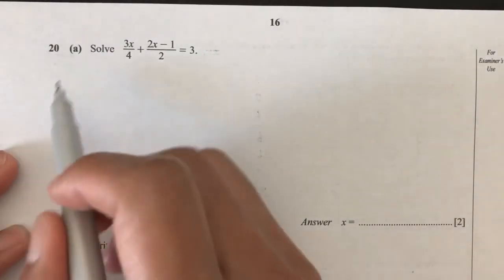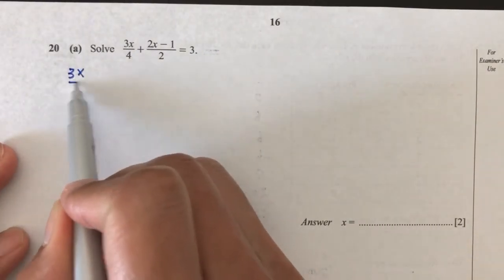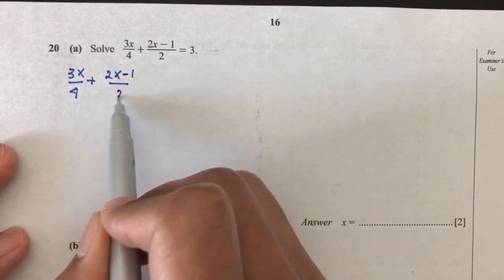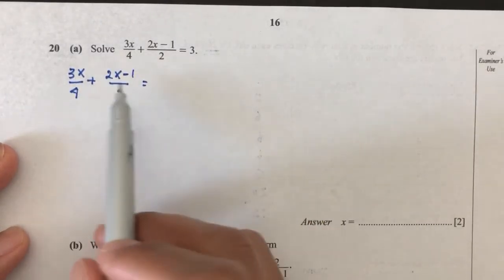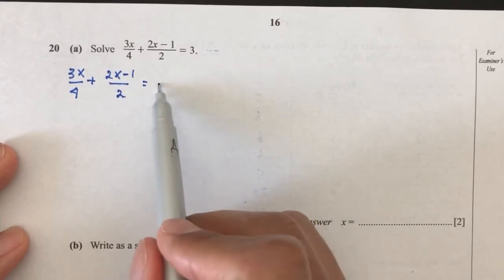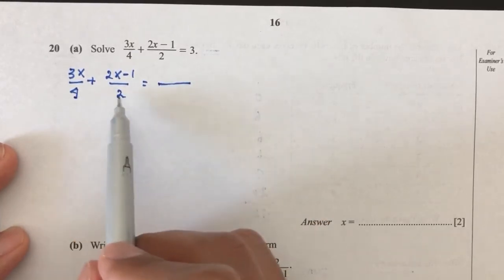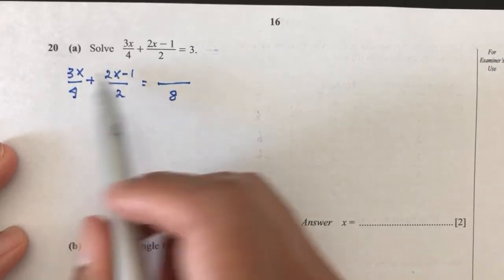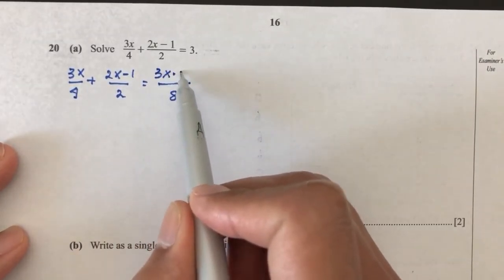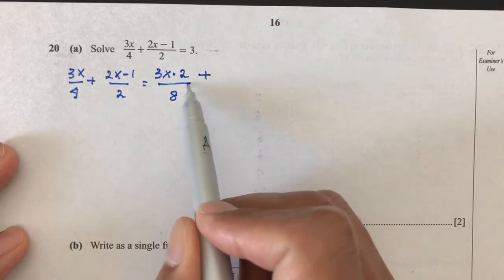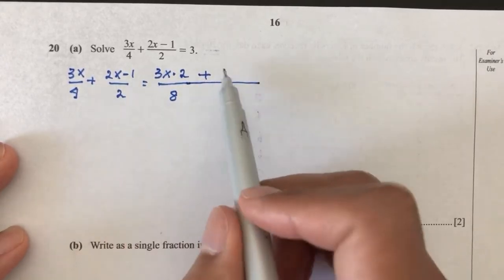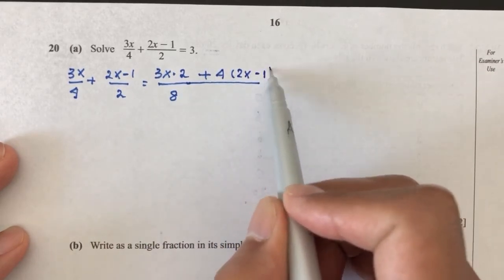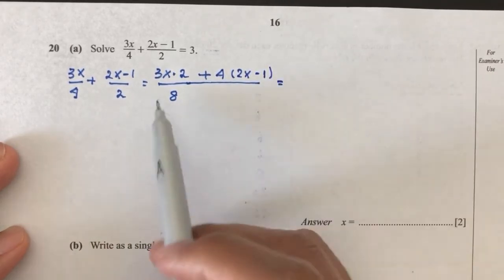Left hand side first. On the left we have 3x over 4 plus (2x minus 1) over 2. So let's express this as a single fraction. So we find the LCM. 4 times 2 is 8. Now we cross multiply, we have 3x times 2 plus 4 times (2x minus 1). So now we simplify, what do we have?